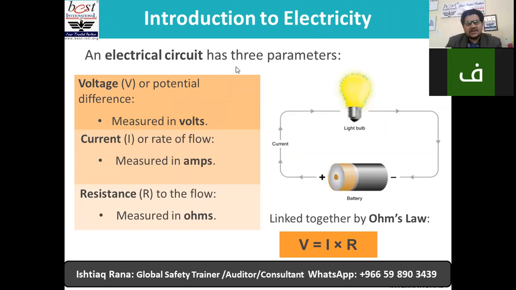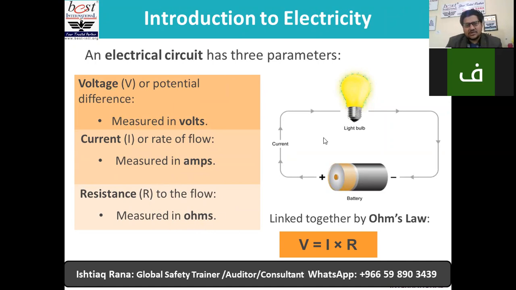An electrical circuit has three parameters. We have voltage, or potential difference, measured in volts. We have current, I, or rate of flow, measured in amperes, and we also have resistance to the flow, measured in ohms.